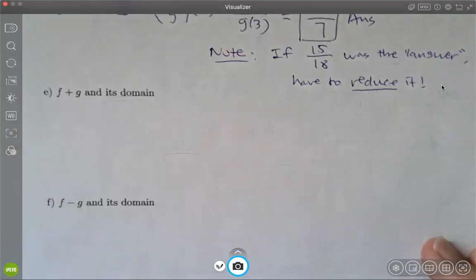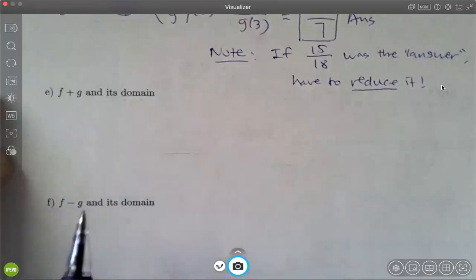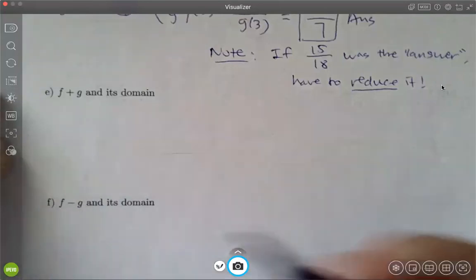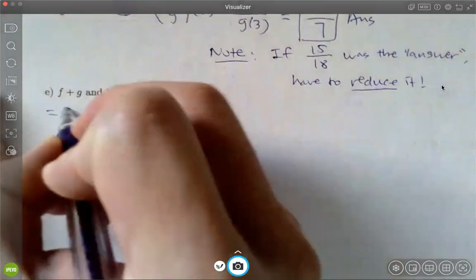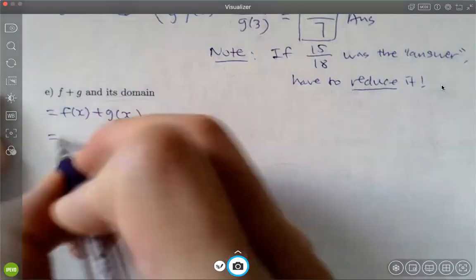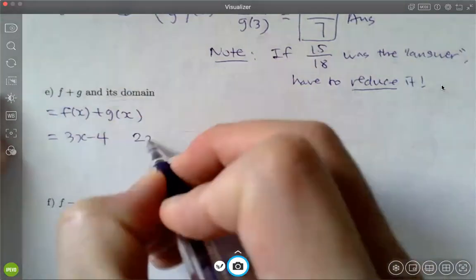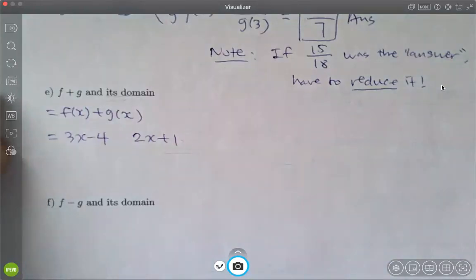The general functions, f plus g and its domain. Remember, you will be asked to find the domains of these new functions. So what do we do here? Well, still the first step is the same. f plus g, so what does that mean? f of x plus g of x, right? Add f and g. Now what was f? 3x minus 4, right? And what was g? 2x plus 1, right? And now what do you have to do with these two? We add, right?